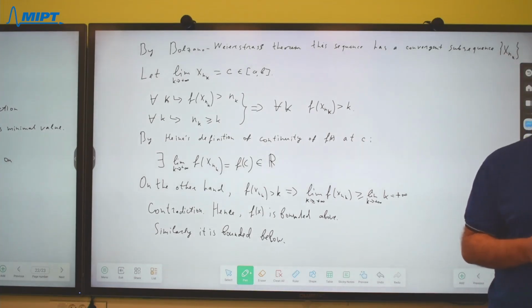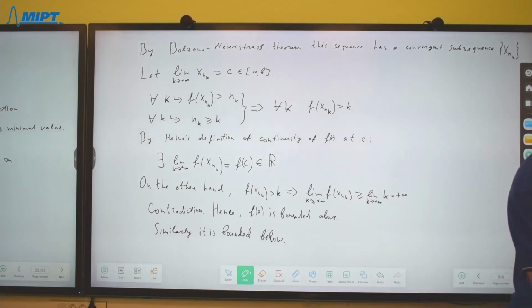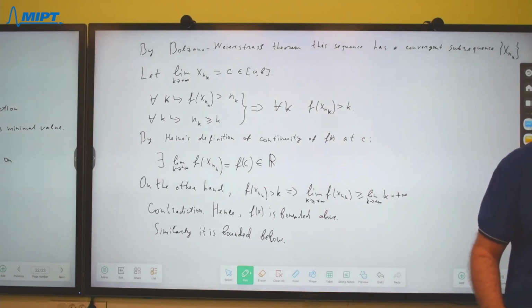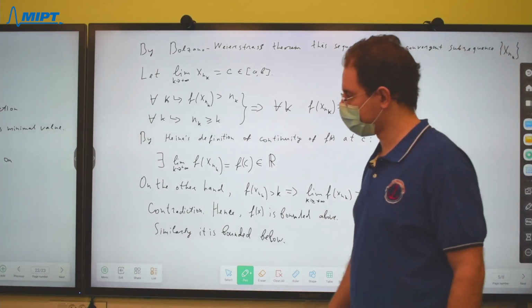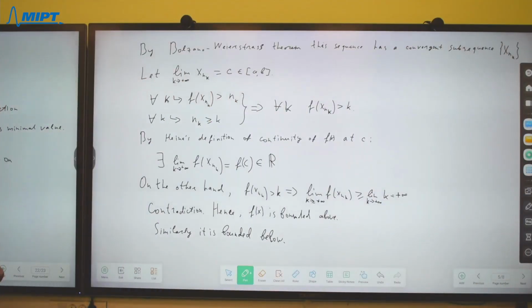Moving on. Now I want to prove that my function reaches its maximum and minimal values. So I'm proving the second part of this theorem.